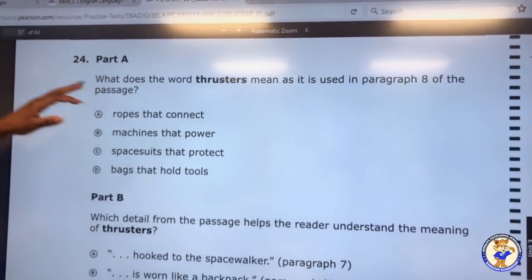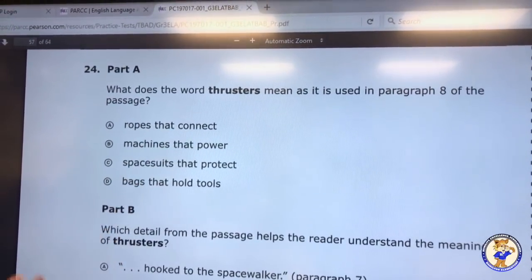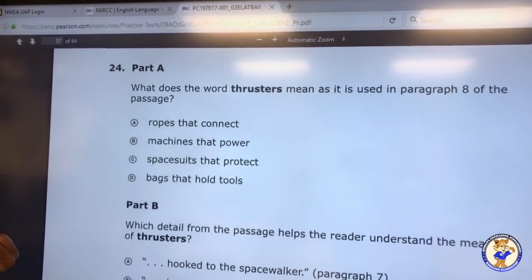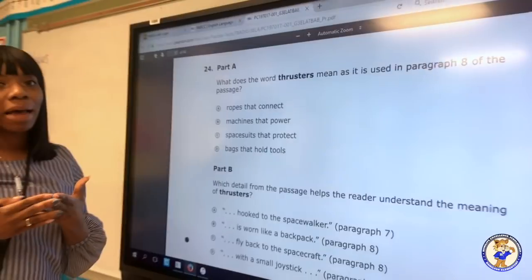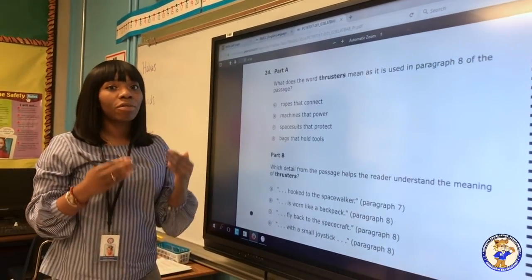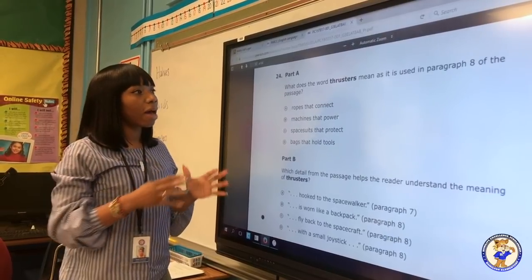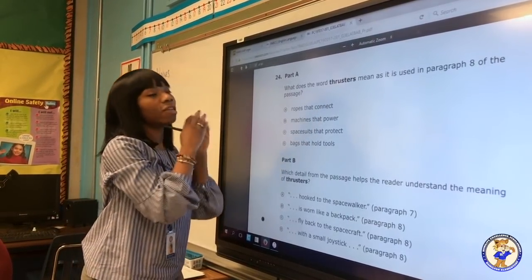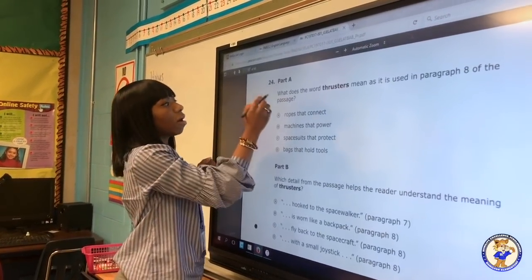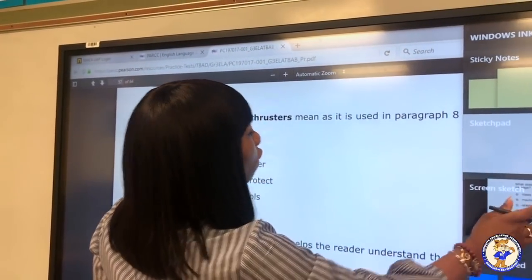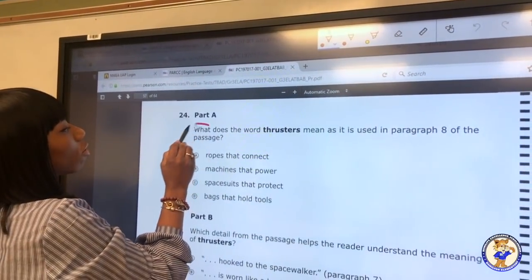First question, it says, Part A: What does the word thrusters mean as it is used in paragraph 8 of the passage? I'm going to annotate that question. What I mean by annotate is break the question down and see what the question is really asking me so that I don't waste any time and I am effectively and intentionally answering this question. I'm going to circle my question words, and this is part of our annotation process. We circle the question words.